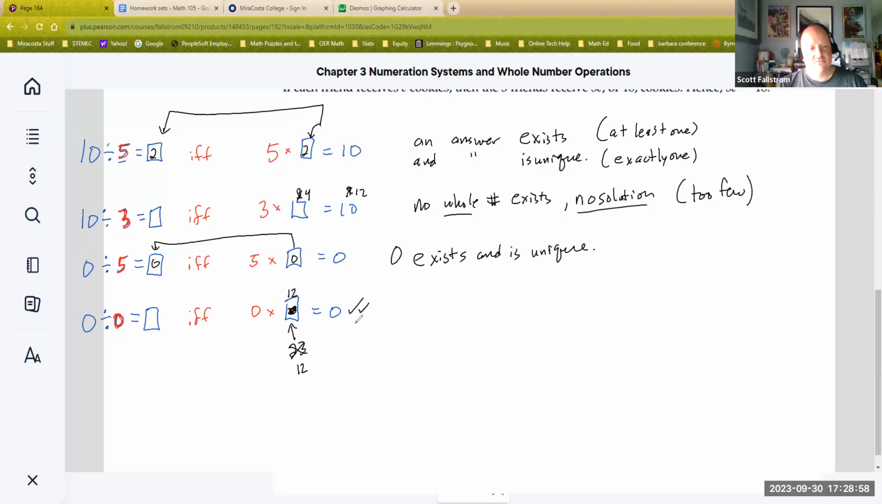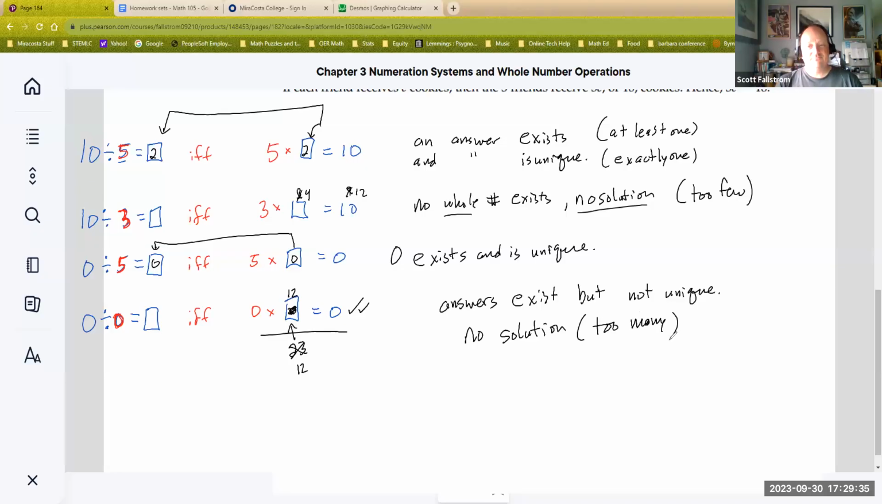The definition said that whatever number you came up with had to be the unique value. So, I mean, definitely answers exist. We have some things that exist. We can check that. It does work. But I think we would say it's not unique. You could put any number in that you want. So this one as well, we would say no solution. And I might say no solution this time because this time there's too many. Not too few. There's too many.